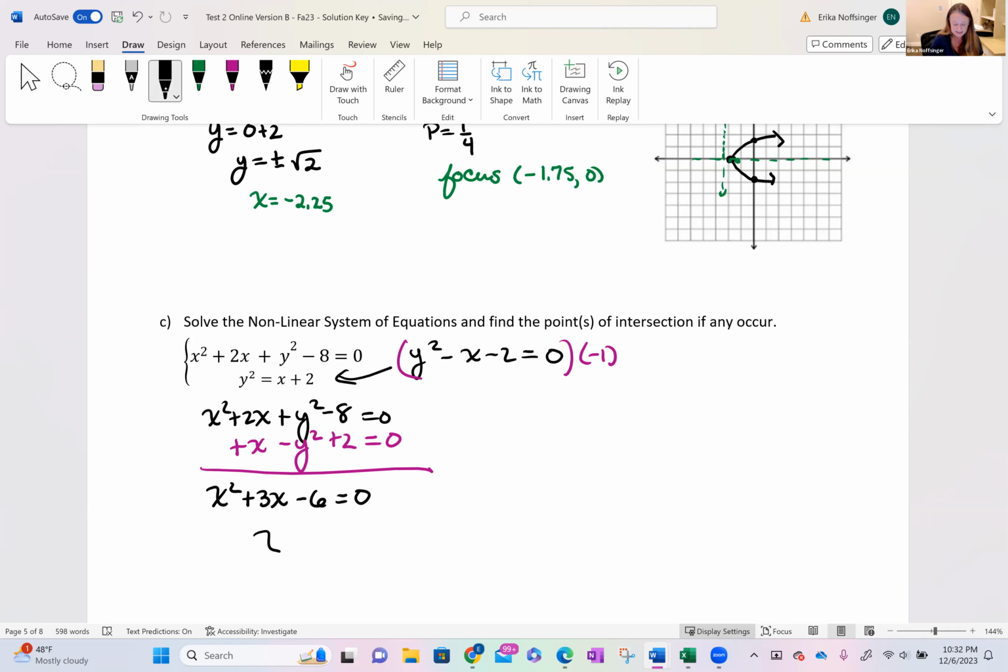I notice that this does not factor nicely, and so I'm going to use the quadratic formula. So x is equal to negative b, negative 3, plus or minus the square root of b squared, which is 9, minus 4 times a, which is 1. Negative 4 times 1 is negative 4, times negative 6 is plus 25, all over 2 times a, which is 2. So I get negative 3 plus or minus the square root of 34 all over 2. So that's my x value.